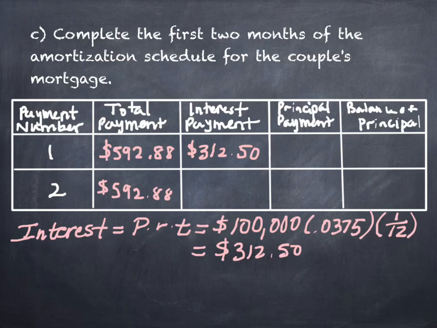Interest and how much goes to the $100,000. This is the amount of money, $592, that we're actually paying. If $312.50 is going towards interest, then the rest of it is going towards the actual value of the home, which is a principal payment.